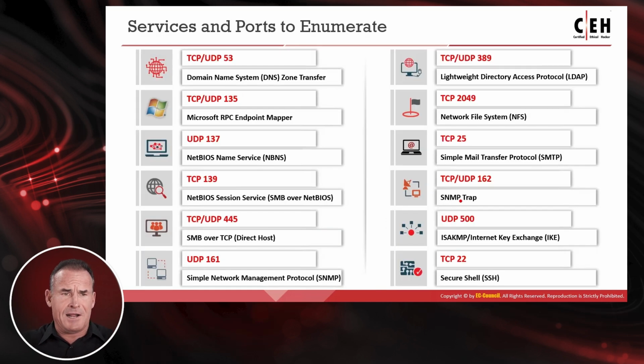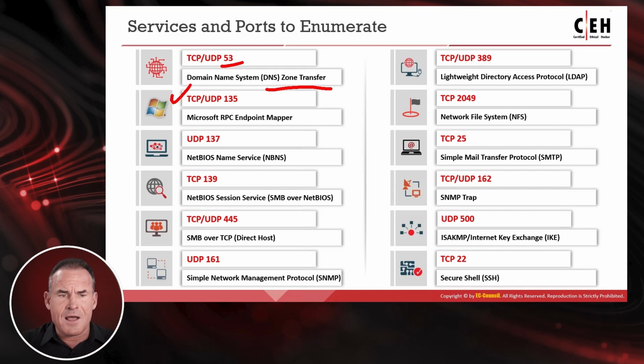Services and ports to enumerate. All right, TCP and UDP, port 53. TCP is for DNS zone transfers. UDP is for DNS queries. The zone transfers, again, are requests to transfer the entire zone file from an authoritative server. Those should be shut down as a best practice to unknown servers, but every so often, again, you get lucky.